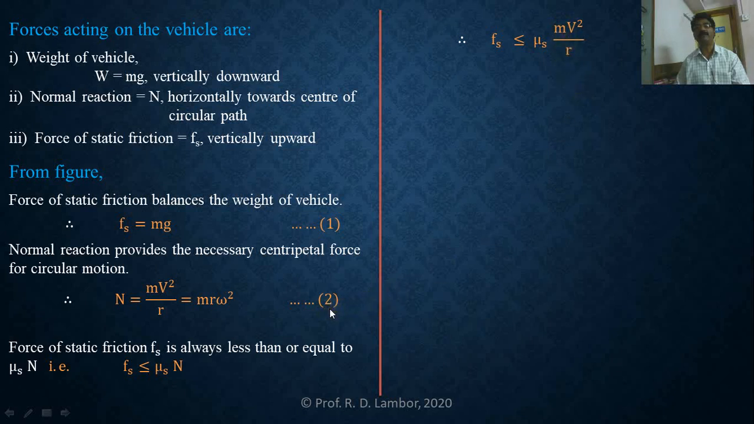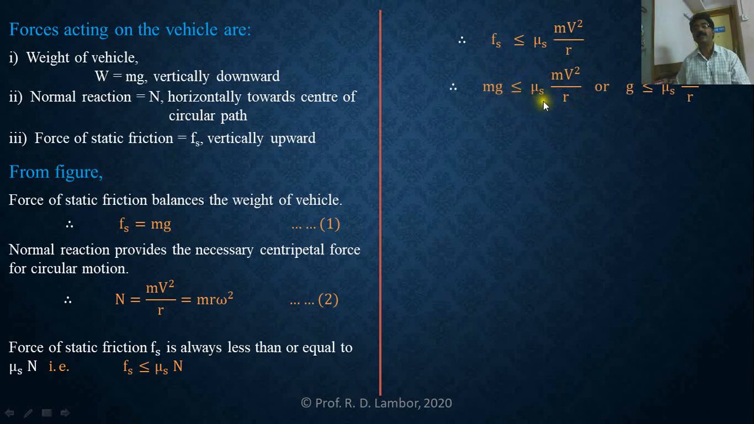See here, the value of N is mv square upon r or m r omega square. Any one value you can write there. So this frictional force I can write like this: frictional force is less than or equal to mu s into N. N means mv square upon r. And from equation 1, I can write the value of Fs, which is equal to mg. See this, Fs equal to mg, less than or equal to mu s mv square upon r.